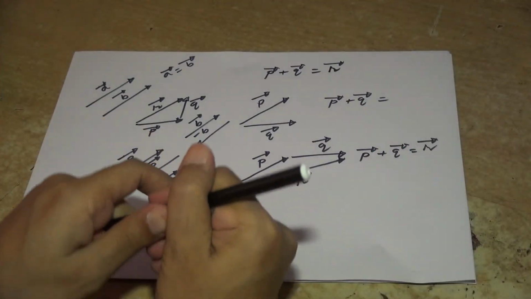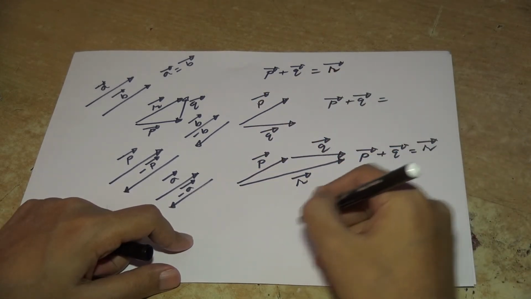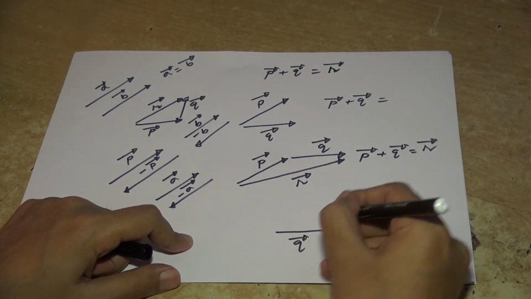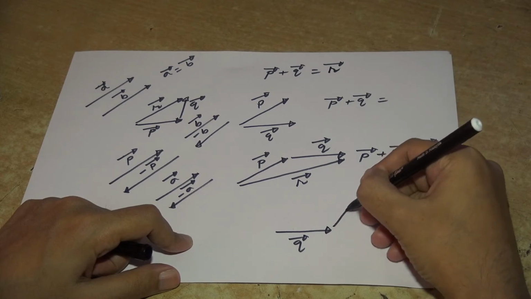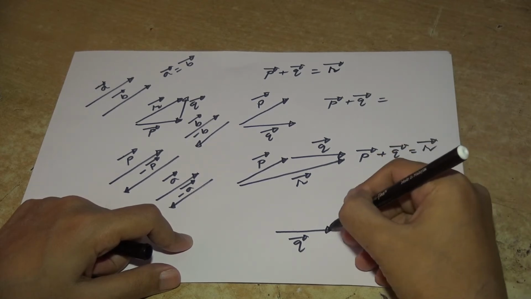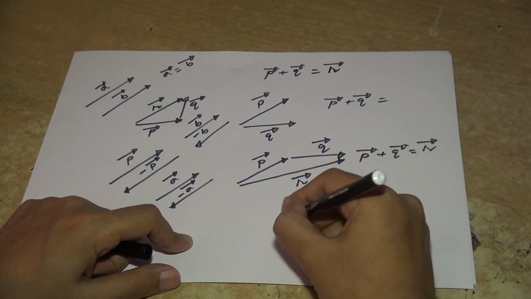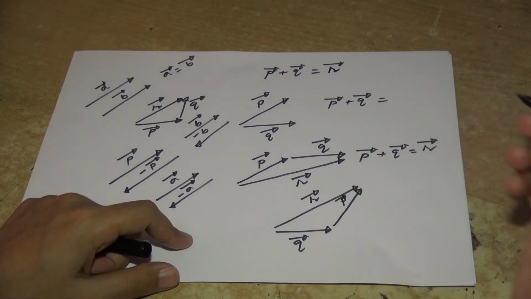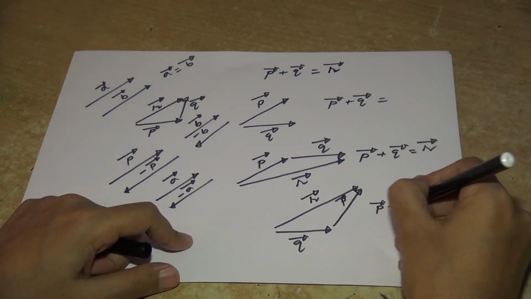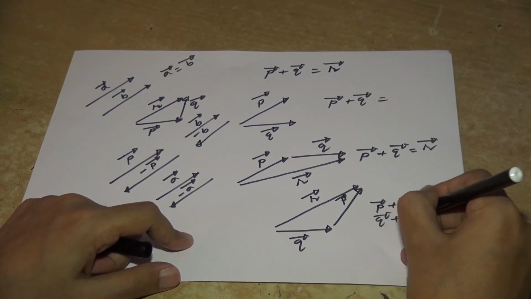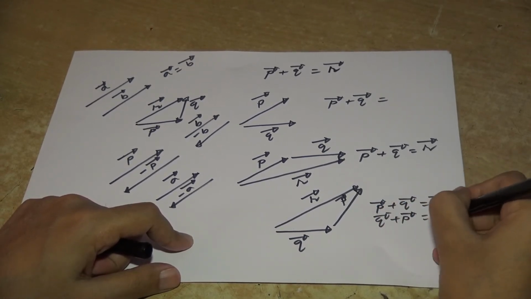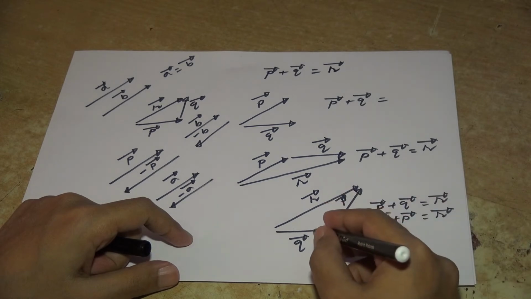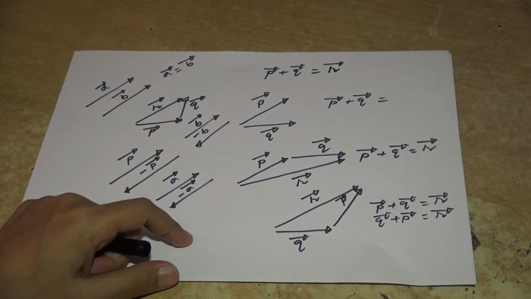You can draw it in another way as well. If I keep the q as it is, I can put the tail of the p on the head of the q, right? In that way as well, you can add these two vectors. Again, you will end up with vector r. If you add vector p with vector q, or vector q with vector p, you get vector r. The displacement will be the same, no matter how you draw it, as long as the magnitude and the direction of the vectors are right.